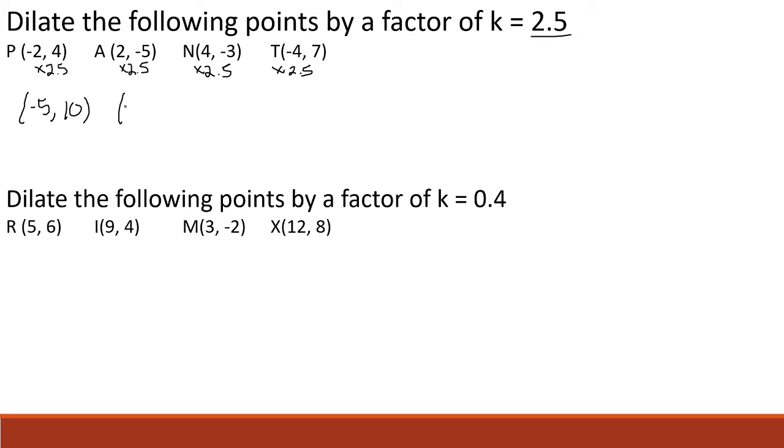And then over here, we have positive 5, and then 2.5 times negative 5 would give me negative 12.5. And then here we have 10, and then 2.5 times 3 is going to be negative 7.5. And then over here we have negative 10, and then 7 times 2.5 is going to be 17.5. So those would be our new points. Again, all it is is straight multiplication all the way through.